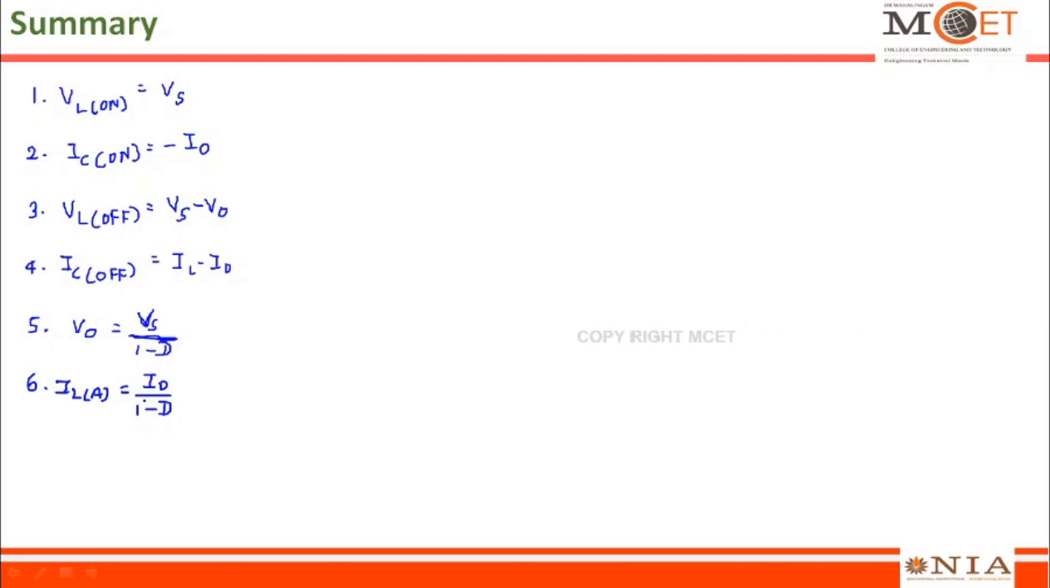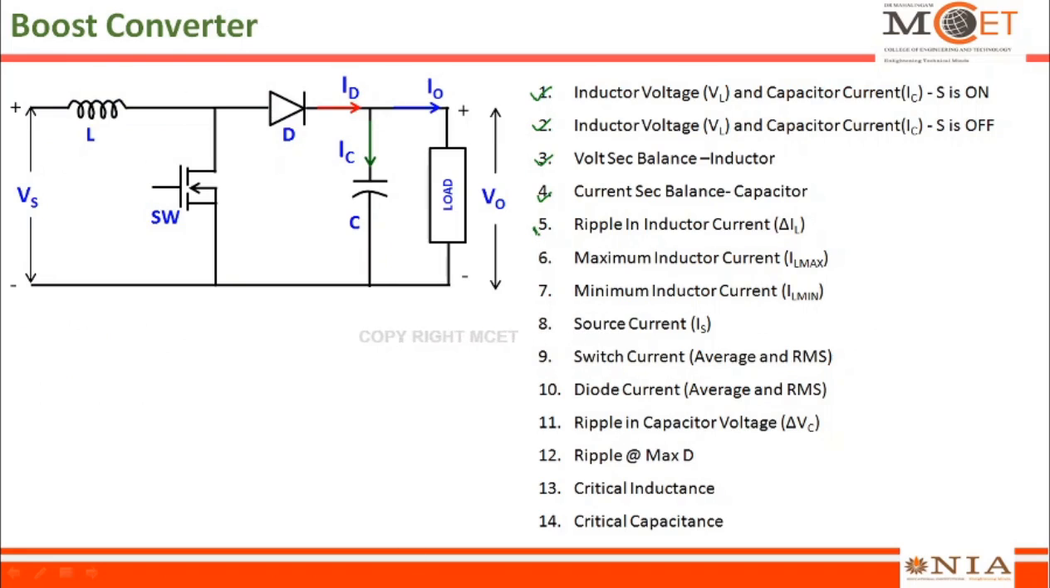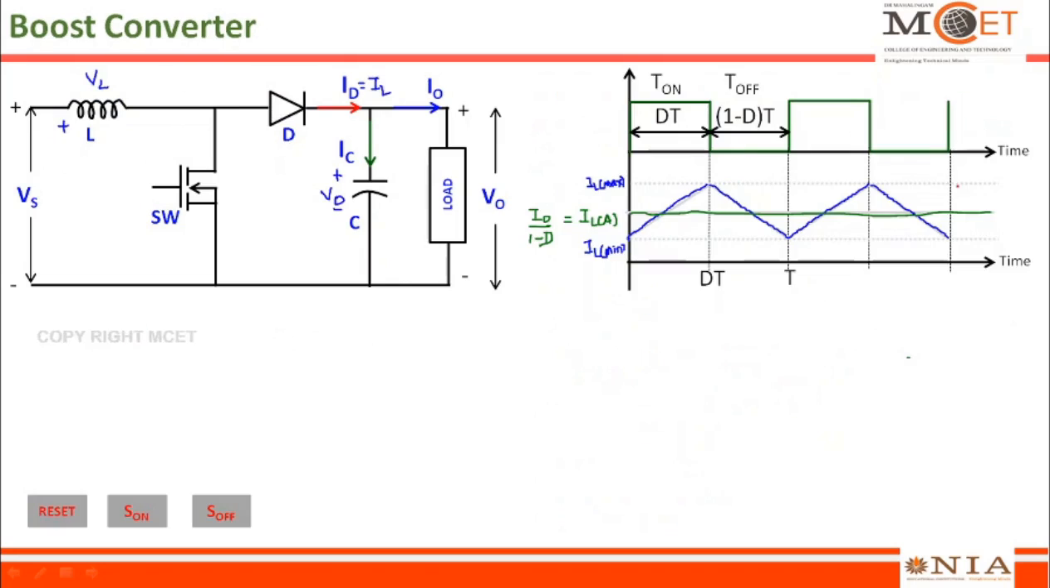This is the next important expression. Next, let us calculate the ripple in the inductor current, that is delta IL. We have already seen in the buck converter, delta IL is this part, the difference between the maximum value of the inductor current and the minimum value of the inductor current, denoted as delta IL by 2, and again this part is also delta IL by 2. This we have seen already as far as our buck converter is concerned.